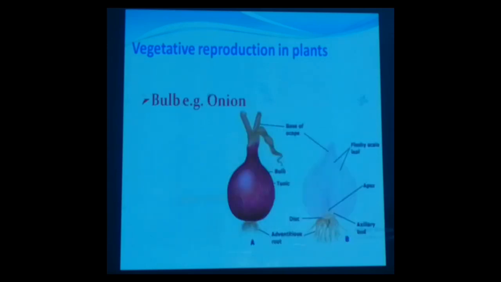Even in the case of onions, we find the bulb. You can see the base of this scape here, and there is the bulb. Bulb is the outgrowth or structure of the onion. Below that we find adventitious roots, and inside this, when you cut and dissect the onion, you can see the fleshy scale leaves. This will grow into a new individual after maturity.